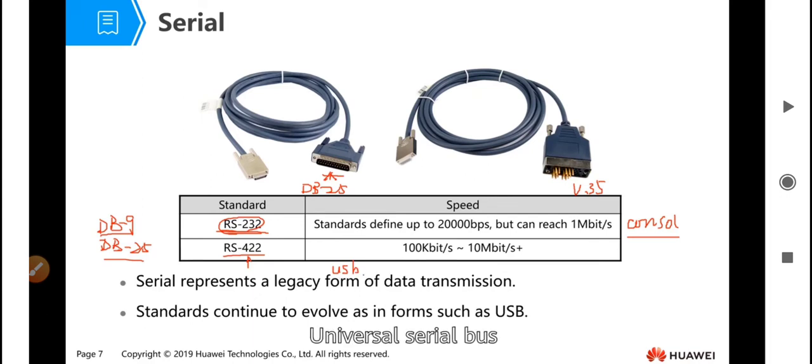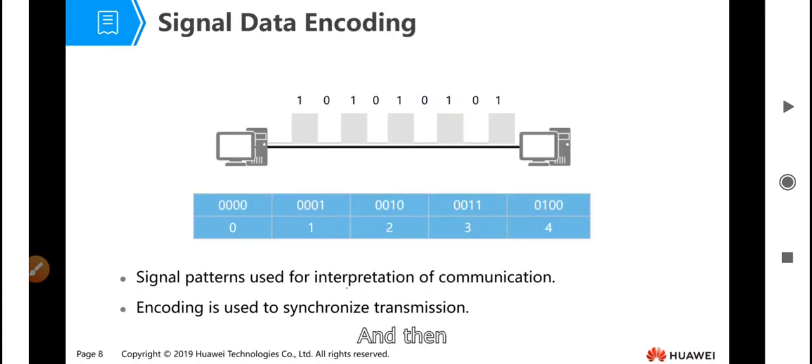Universal serial bus, okay? This is nowadays most widely used. And then, signaling encoding in the media. As we know, when the PC is sending the signal in the line, the data must be encoded. I think the most simple encoding just uses the voltage. The high voltage means 1, or the low voltage means 0. Okay, this is the most simple.